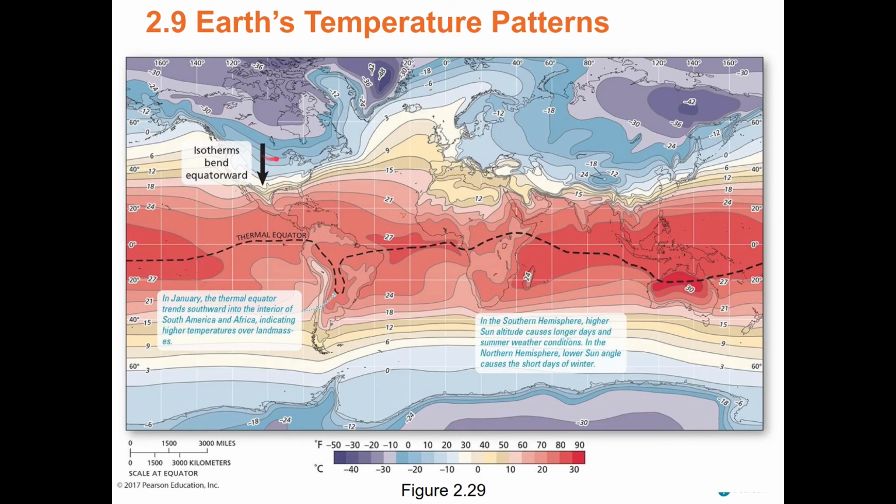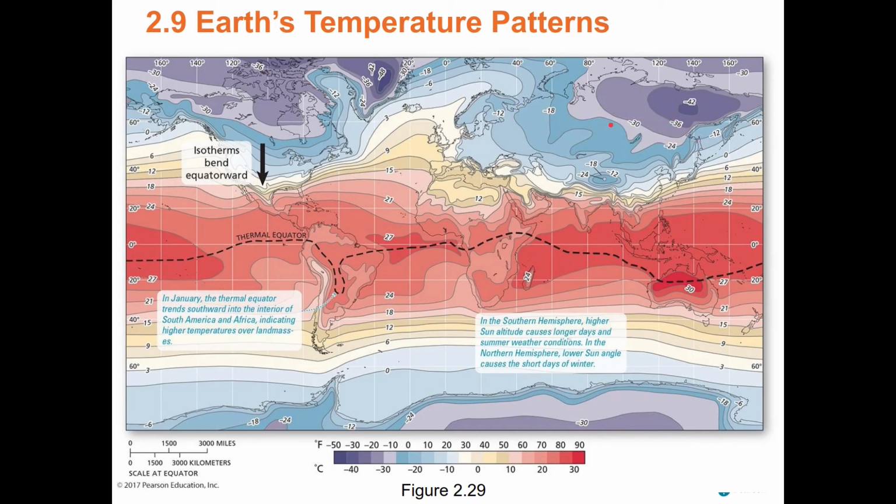And you can see these isotherms are bending more in the middle of the continent than they are on the coast, because the middle of the continent is cooling off faster than the coasts. In the wintertime, the middle of the continent, like Wichita, is way colder than San Francisco. Same thing over here in Eurasia. The largest landmass, the most cooling, the most continentality.